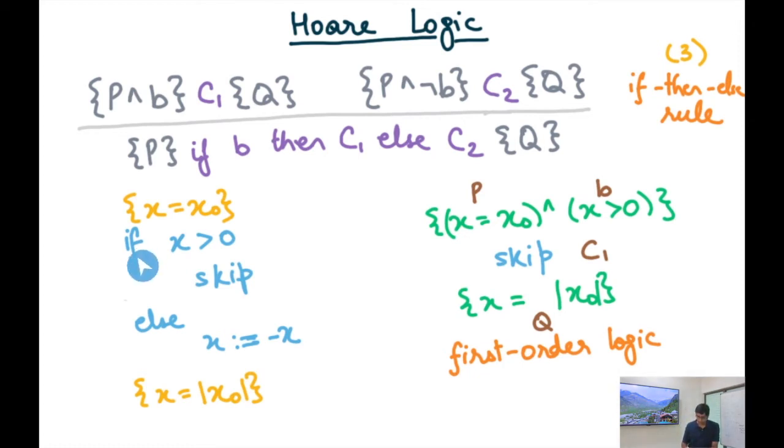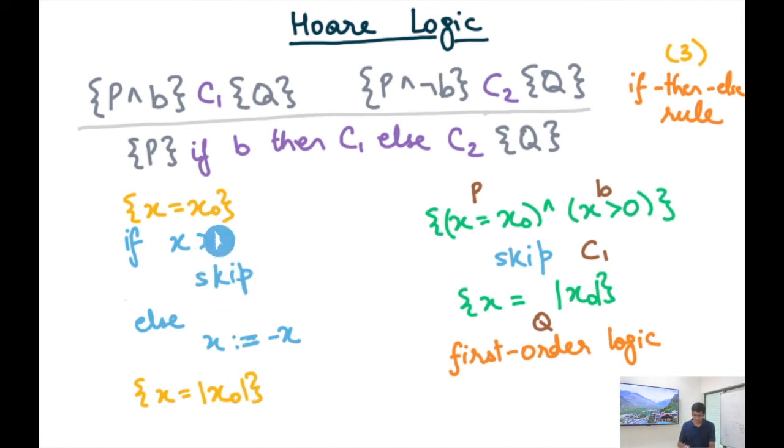So let's look at this program. If x is greater than 0, skip, else x := -x. This is a program that we have seen before, and the Hoare triple that we are interested in has the precondition x equals x naught, for some value x naught, and the postcondition x equals modulus of x naught.